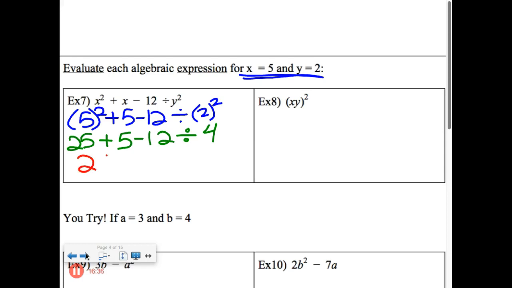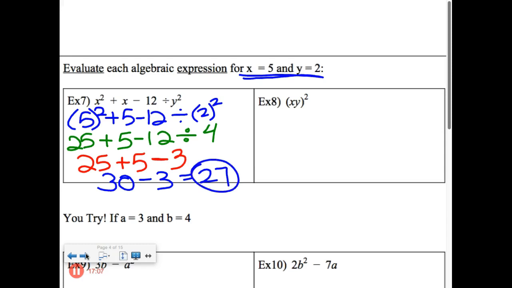Now notice I have that 25, I have that 5, but notice that minus sign that was in front of there, so we still need that. So now we have 3. Because 12 divided by 4 is 3. Now, what we have is I have an addition and subtraction. We're going to go left to right. So I have 25 plus 5. That will give us 30. And we have 30 minus 3, which will give us 27.